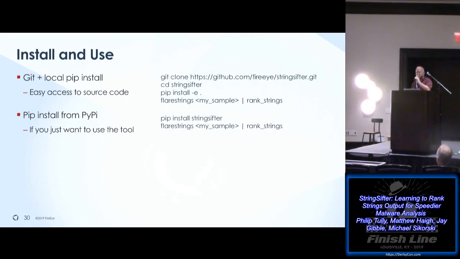If you're maximally lazy, this is the way to get up and running. Pip install stringsifter, one word, all lowercase, and once you do that, it's ready to go. Then you can run flarestrings and rankstrings immediately. The first one is my preferred method because it enables easier visibility of the source code. When you do pip install, pip likes to store things in a deeply nested directory, or if you're running Anaconda or something like that, it'll be 15 levels deep, and it's very, very hard to actually find the good stuff.